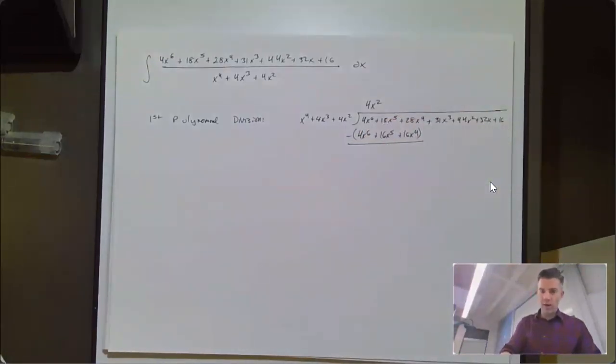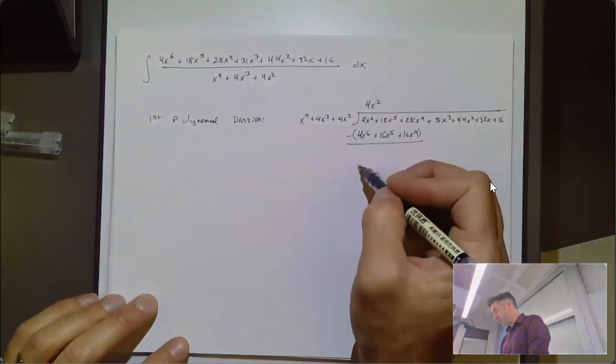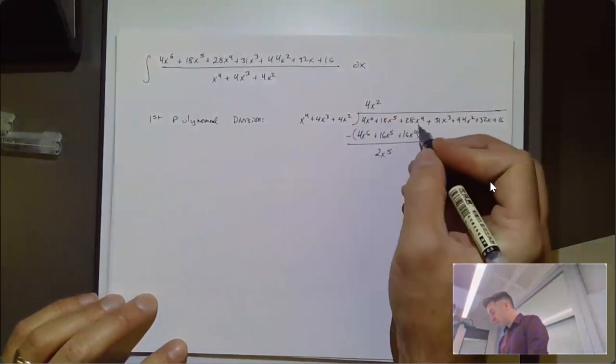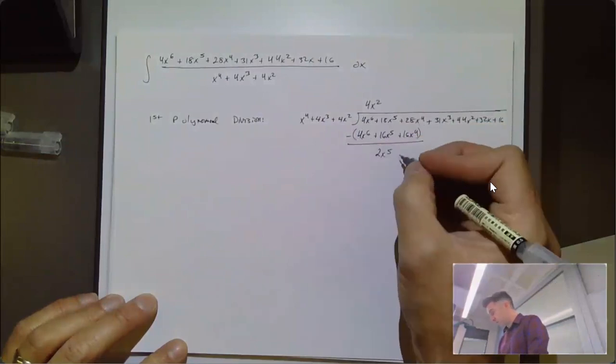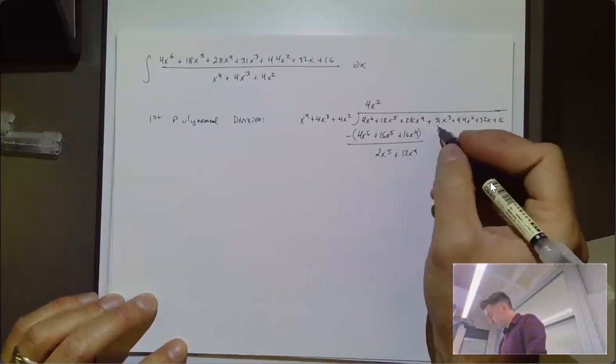Welcome to those of you who just came in. We're doing a long partial fractions problem. And first, we have to do this polynomial division. So that minus that's 0. 18x to the fifth minus 16x to the fifth is 2x to the fifth. 20x to the fourth minus 16x to the fourth is 12x to the fourth. Bring down the next term.